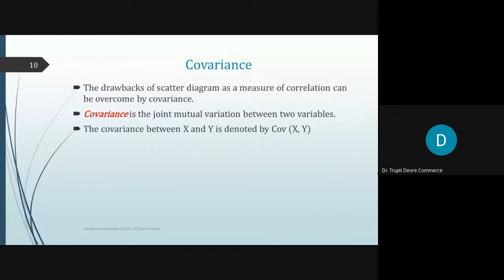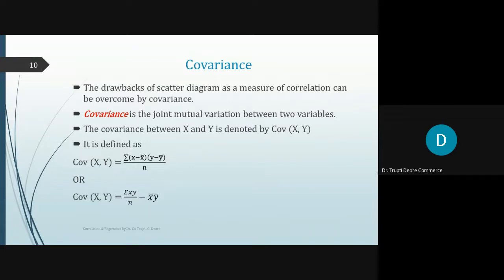The covariance between x and y is denoted by covariance xy, and it is defined as covariance xy is equal to summation of (x minus x bar) into (y minus y bar) upon n, or in a short format, covariance xy is equal to summation of xy upon n minus x bar y bar. Just remember this formula, because they may ask you the sums.